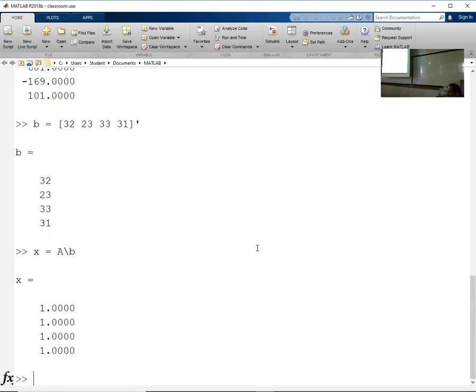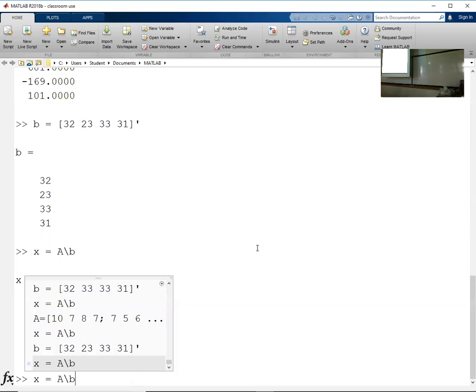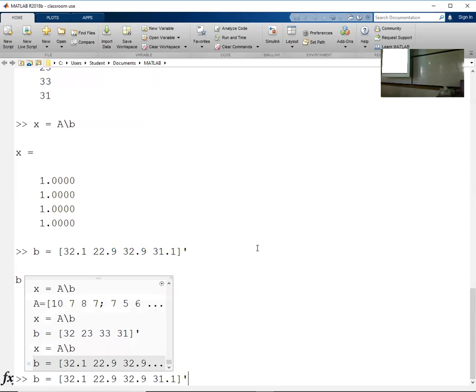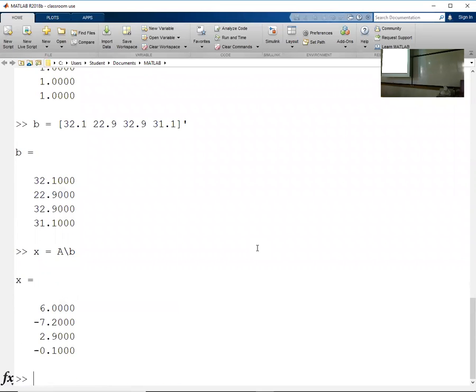Okay. So our solution comes out as all of our unknowns being equal to 1. And what happens in an ill-conditioned situation is if you make subtle changes to your B vector, you get very big changes in your results. So let's try that. It doesn't take much. Really small changes in the B, and I get some pretty big changes in my results.